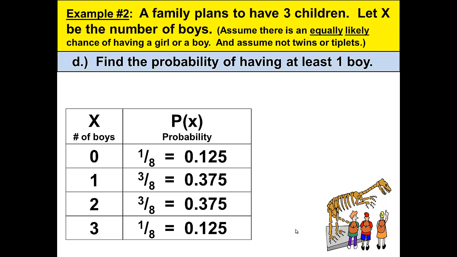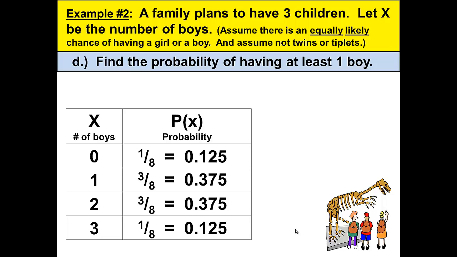Looking at part D tells us to find the probability of having at least one boy. Think about the phrase at least one and what that means. It means you can have one boy, at least one boy, could also be 2 boys, or 3 boys. If I ask my son to do at least one load of laundry, he needs to do one, but I might prefer him to do more. So at least one means one or more.